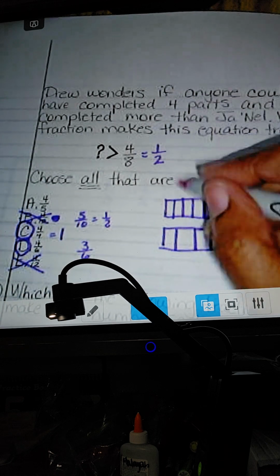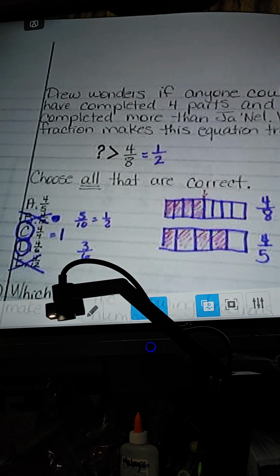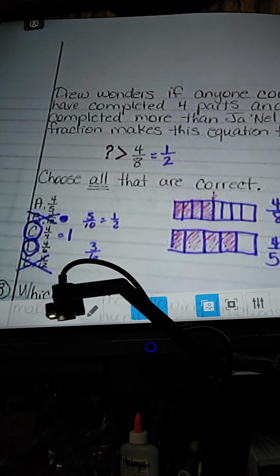All right, if I shade this in, there's my 4/8. So 4/8 would be right there. And then 4/5: 1/5, 2/5, 3/5, and 4/5. Is it greater than 4/8? Yes.